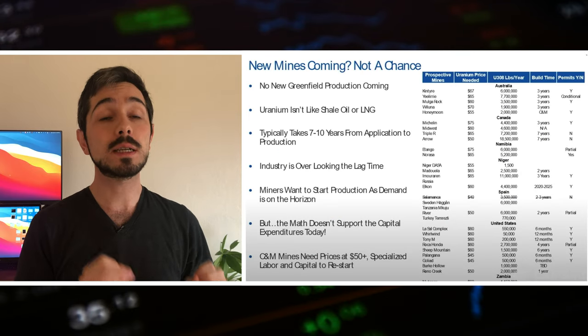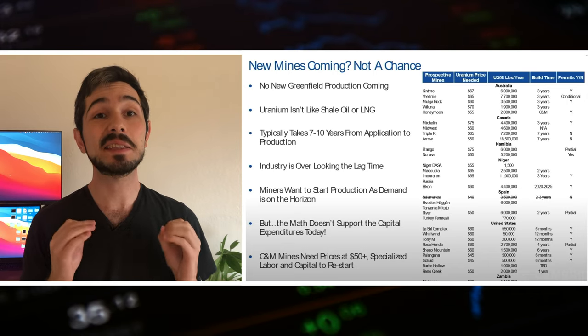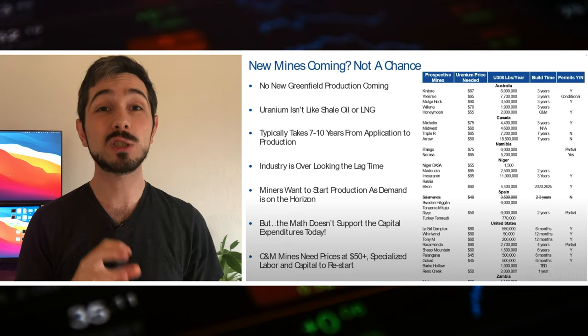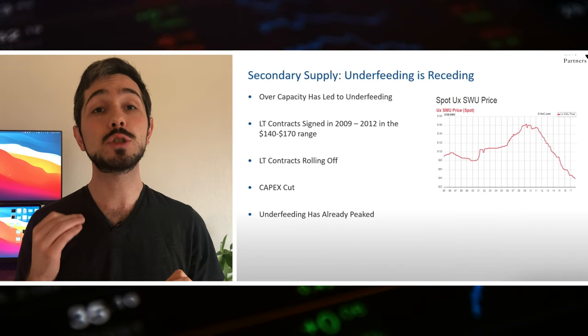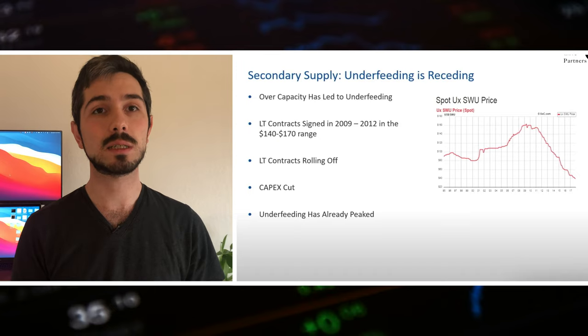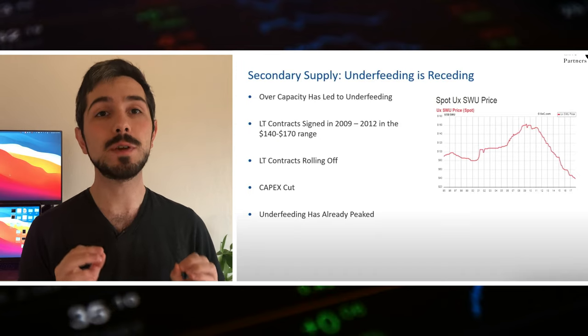They all need at least $50 uranium to all come online, and they take a long time to come online, as you can see in this table. Adding to that, the secondary supply market is decreasing. The secondary supply is built by a process called underfeeding.